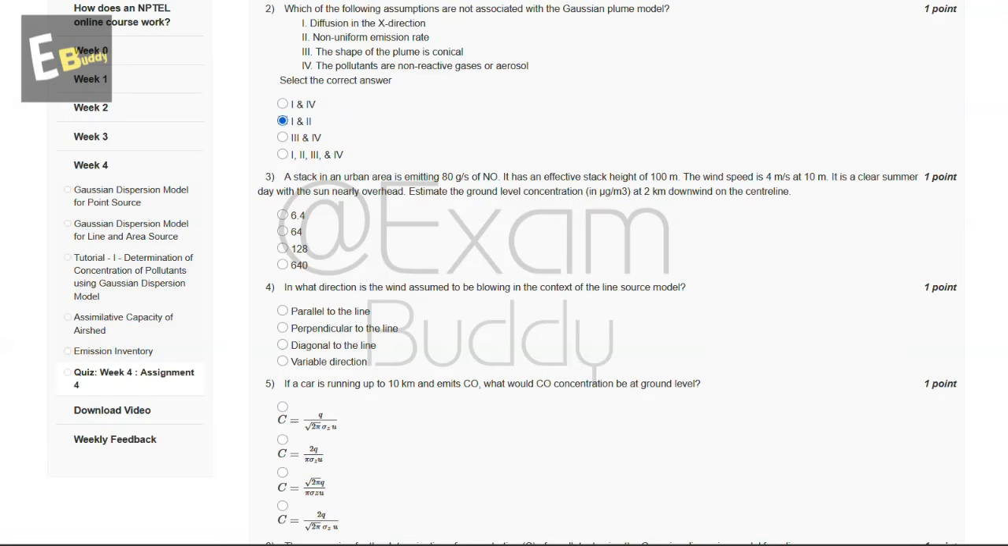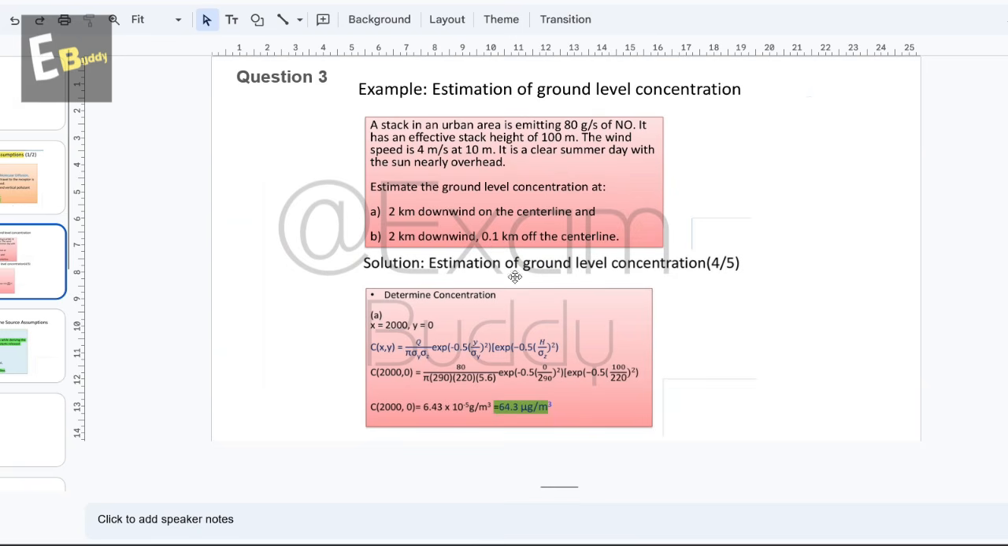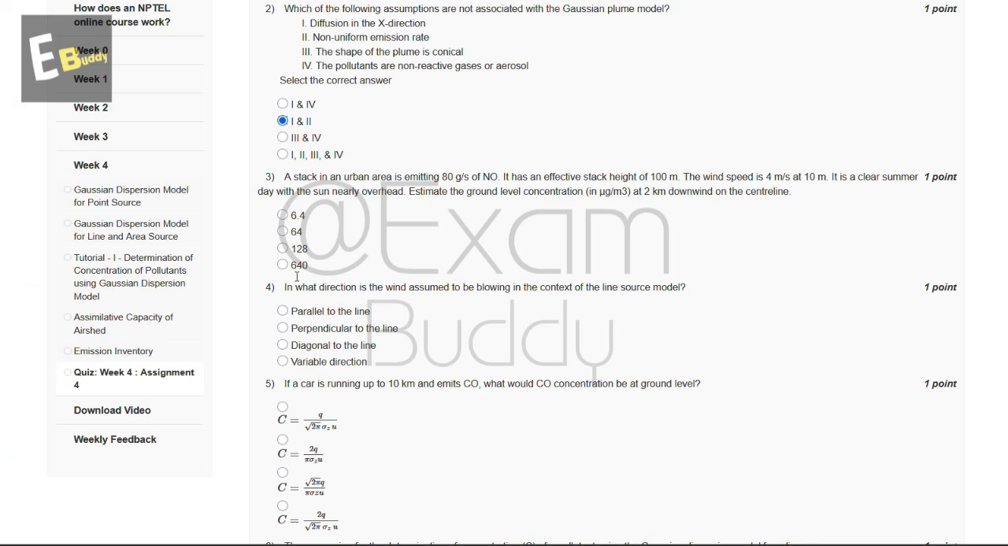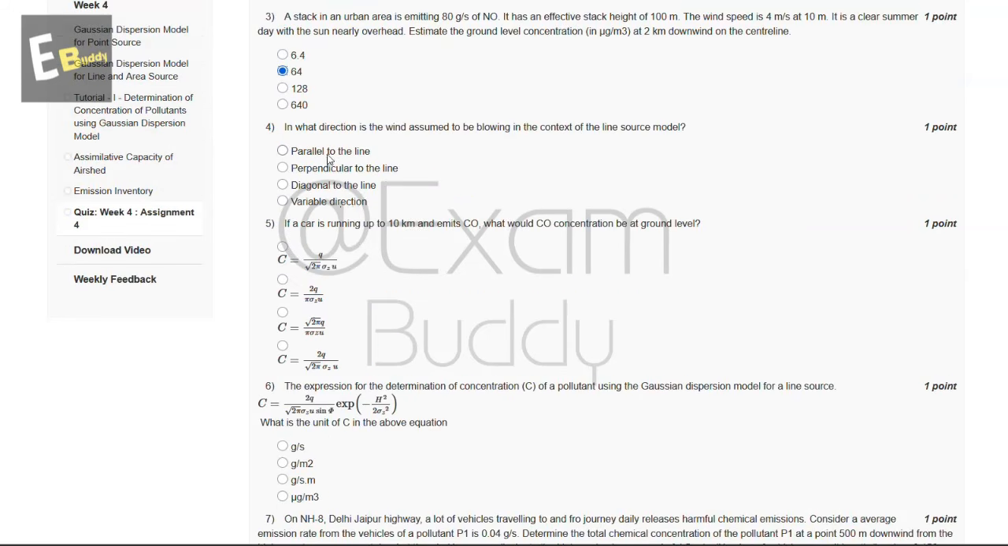So let's check the explanation. So explanation says 64.3 µg/m³. So the answer of our third question is B. And now let's go to our question number 4. In what direction is the wind assumed to be blowing in the context of the line source model? So these are the options, and now let's check the explanation.